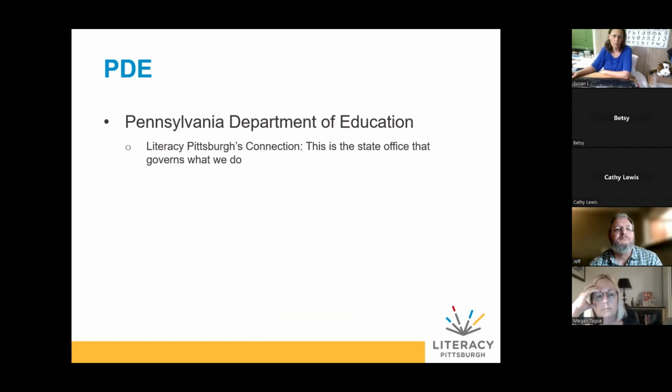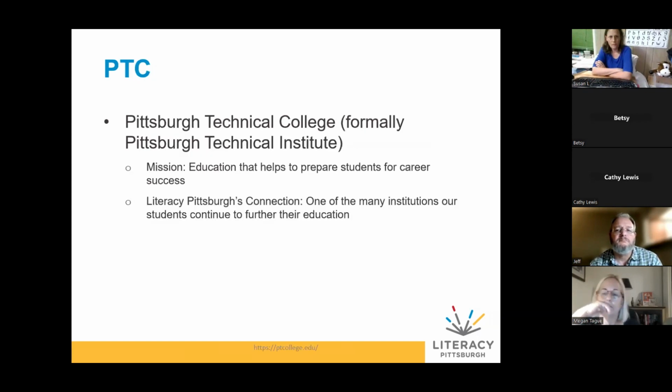And then PDE is Pennsylvania Department of Education, and that's the state office that governs what we do here at Literacy Pittsburgh. So we report to the Pennsylvania Department of Education for a lot of our grants and funding.